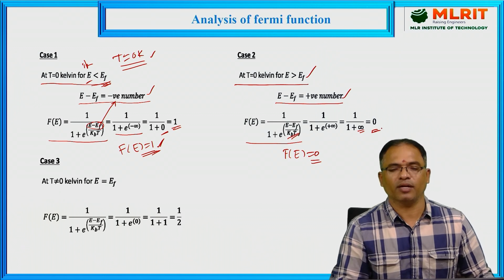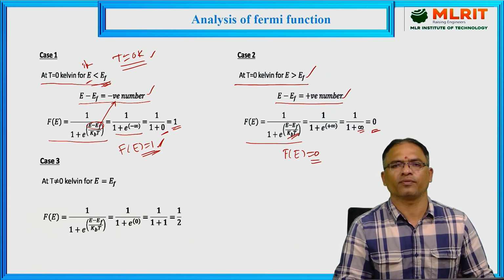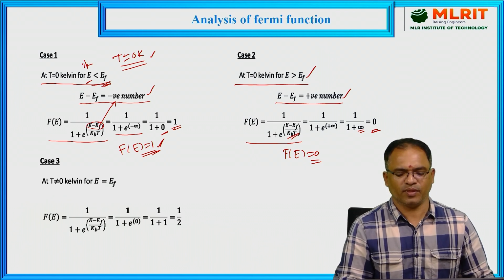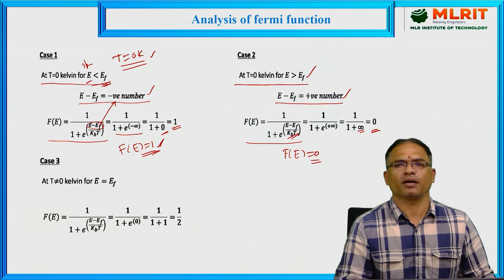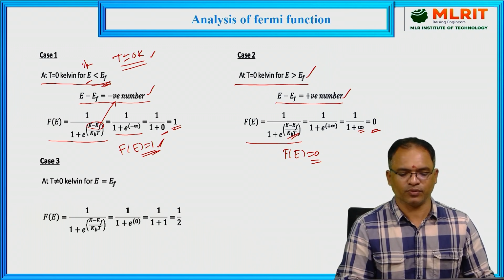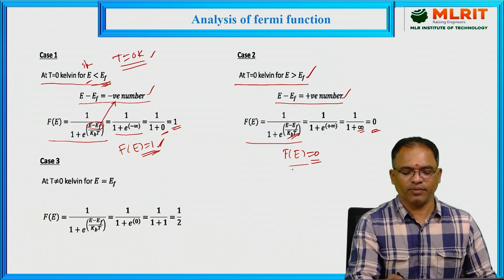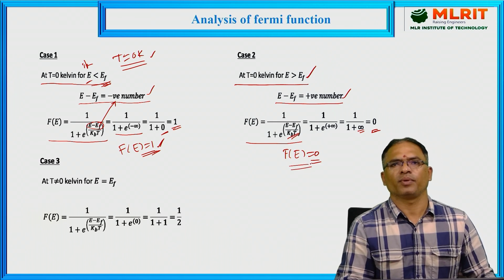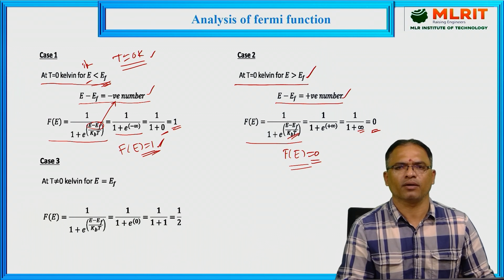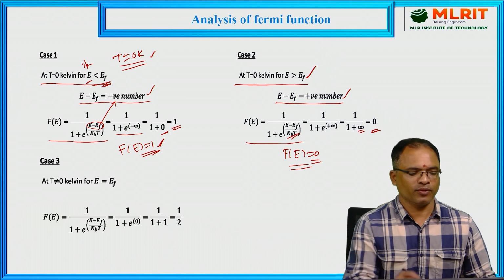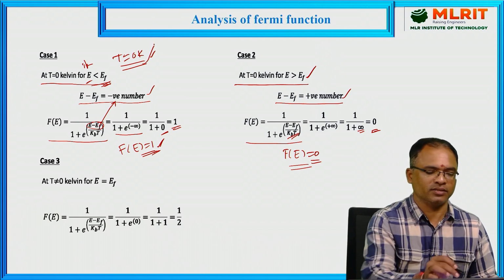So what is the meaning of F of E equal to 0? The occupation probability of energy levels is 0. It means all energy levels are empty. F of E equal to 0 means all energy levels are unoccupied or empty. So how do we conclude this condition? At T equal to 0, when E greater than EF, all energy levels above Fermi energy are empty. All energy levels above the Fermi level are empty. That is the conclusion from this second case. So the first and second cases are considered at T equal to 0 Kelvin.